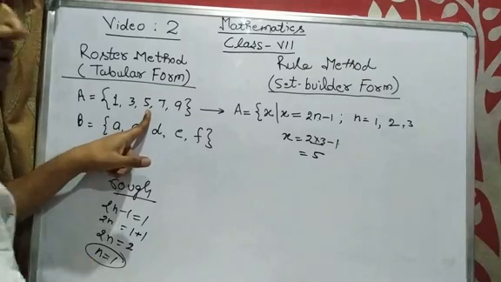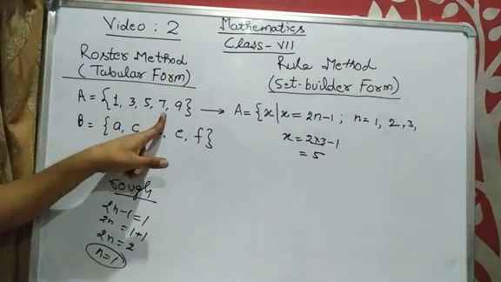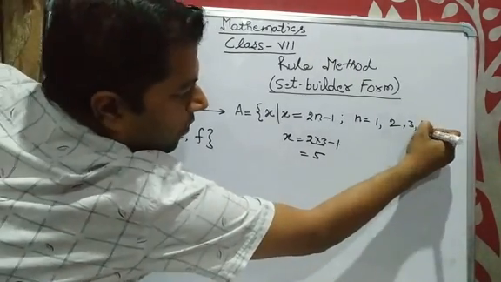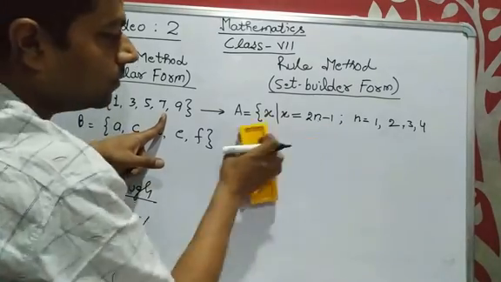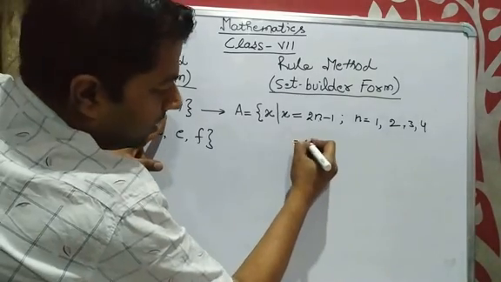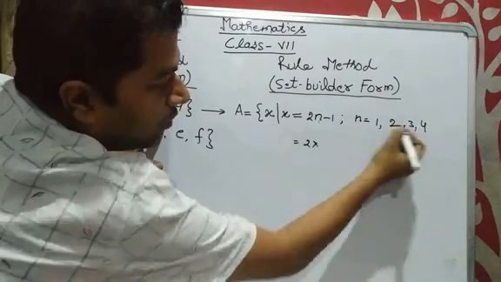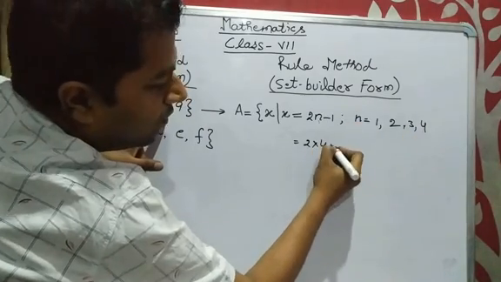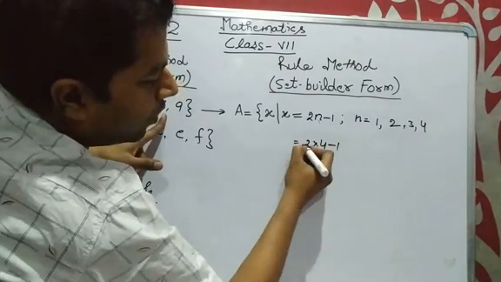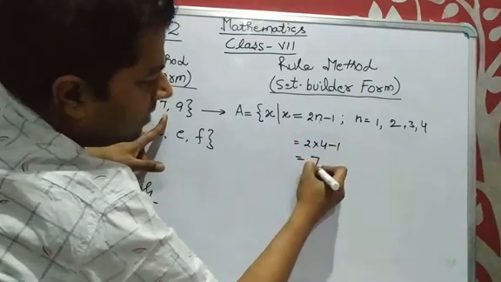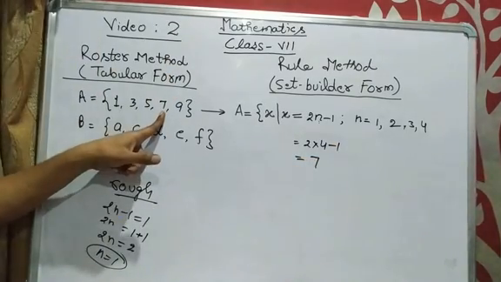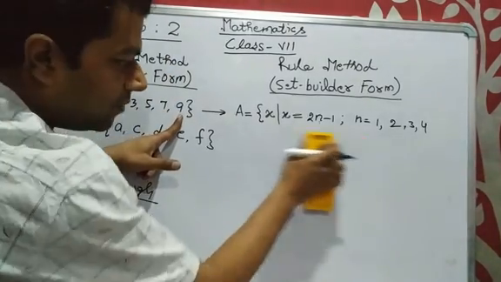For the next element, 7, we can take here n = 4: x is equal to 2 multiply the value of n, that is 4, 2 fours are 8, 8 minus 1, 7. For 9, proceed further.